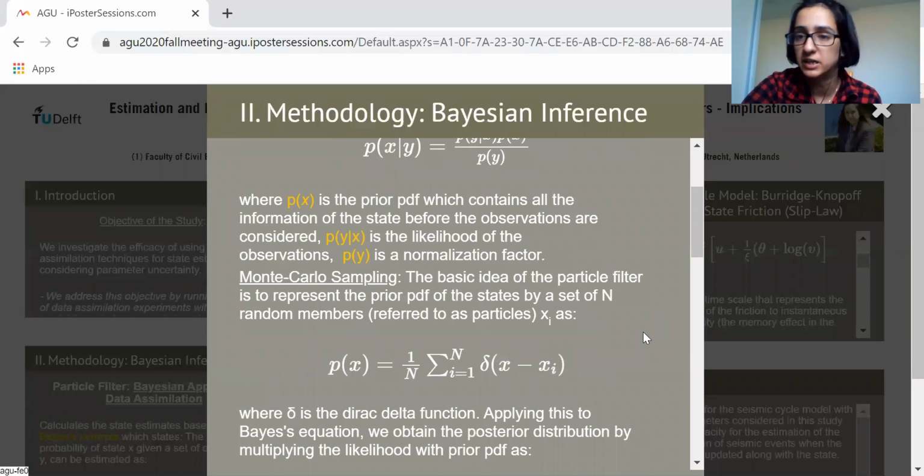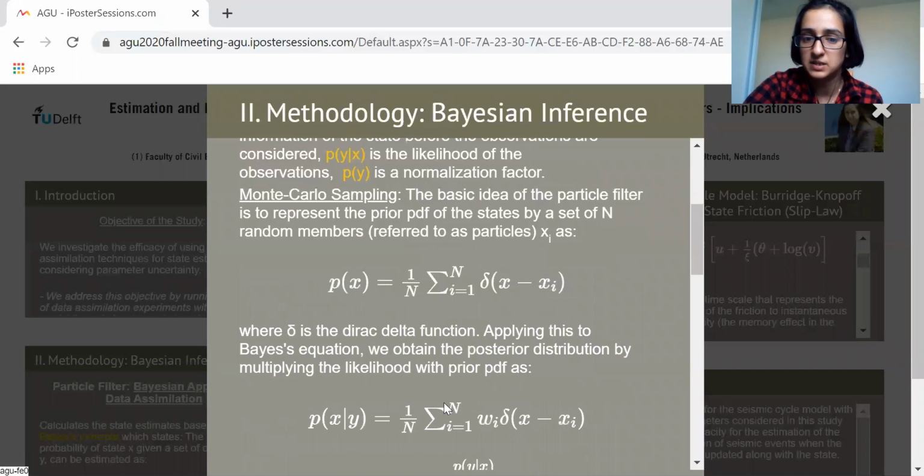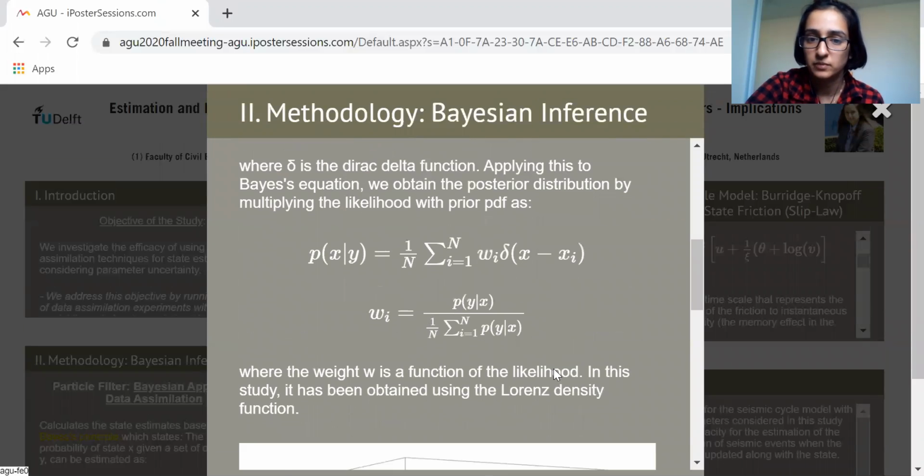In our work, we're using a particle filter. The basic idea of particle filter is again to represent or to approximate this entire PDF in the form of particles or samples. So as you can see over here, the prior PDF P of X has been approximated using Monte Carlo samples through a Dirac delta function.